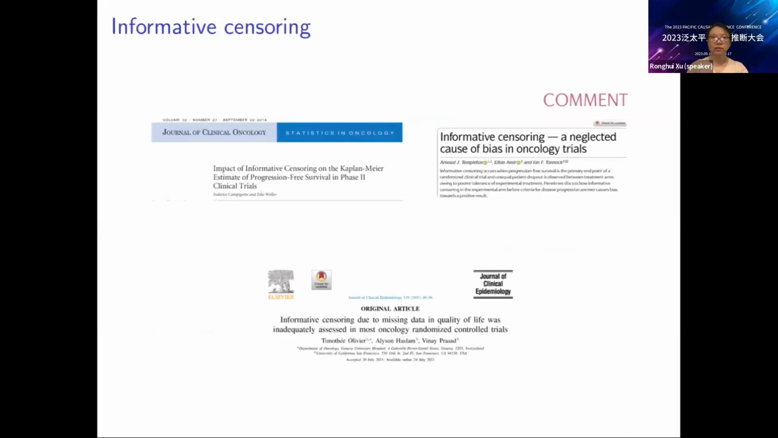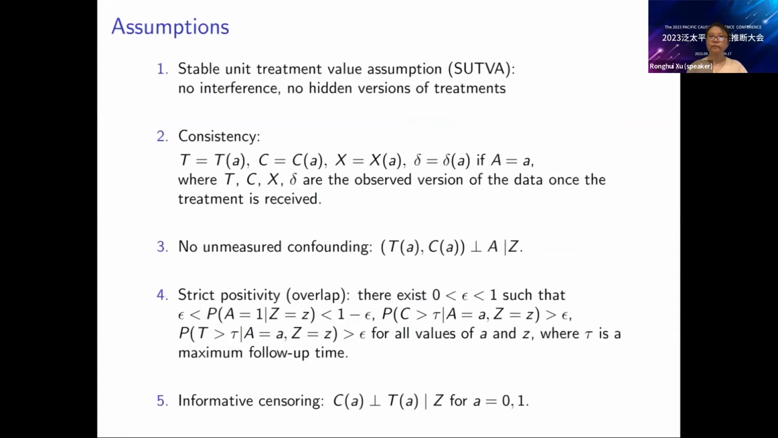Informative censoring has got a lot of attention in the last couple of years in clinical oncology. For example, we did a review before I gave a talk last year at Memorial Sloan Kettering. Very quickly, the assumptions that we make are the typical causal inference assumptions: SUTVA, consistency, no unmeasured confounding.